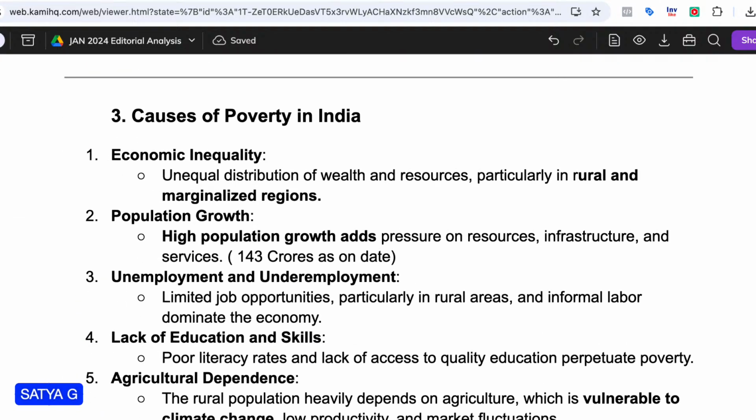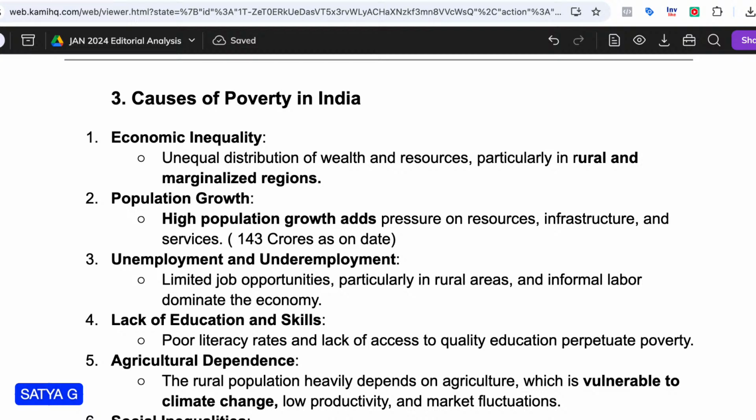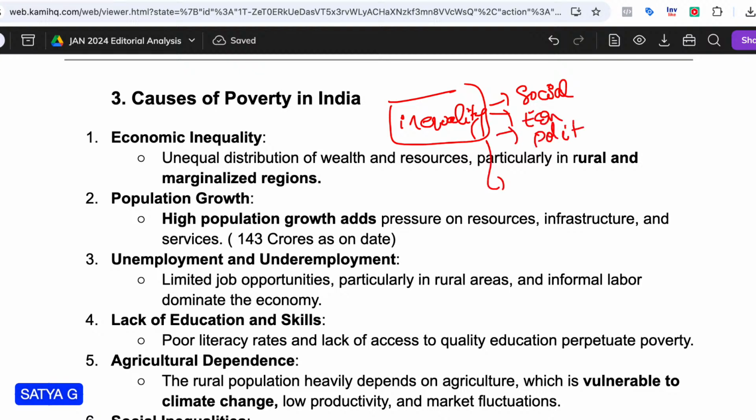So now move to the causes of poverty in India. Friends, we know the major causes. Inequality, friends. There will be different types of inequalities: social inequality, economic inequality, political inequality, educational inequality. It means A is not equal to B. There are inequalities based upon social conditions and economic conditions. In economic conditions also, there are different types of inequalities. It may be income inequality, it may be wealth inequality.